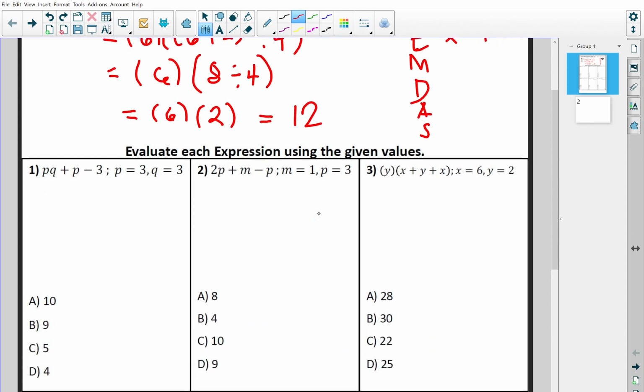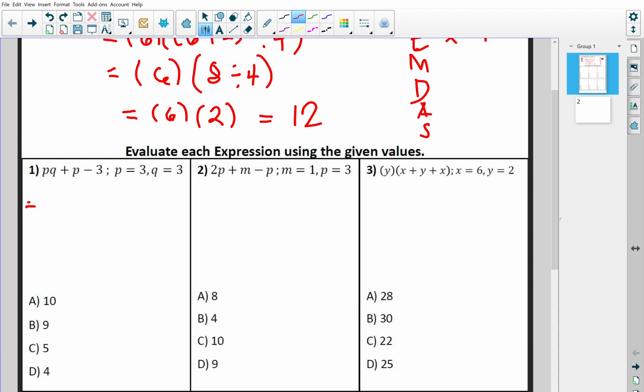We have the choices here, so we have a reference. We will find out if our result is among the choices, and if that's the case, there's a high possibility that we get the correct answer. Number 1 states p times q plus p minus 3. Evaluate given p is 3 and q is also 3.